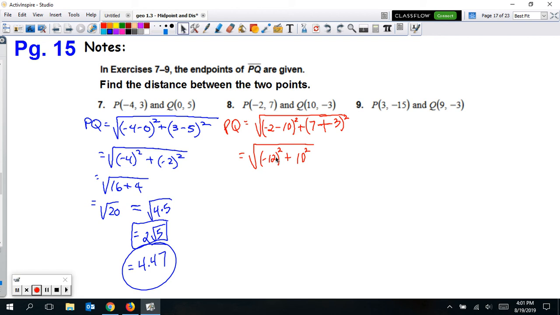And -12 squared is going to be a +144. This will be a +100. So it's 144 plus 100. So our single radical is square root of 244. But again, that is not in simplest form. We want to look for the biggest perfect square we can find that goes into that.